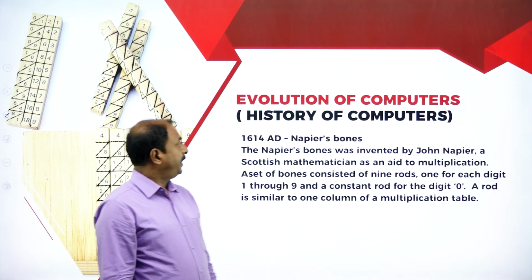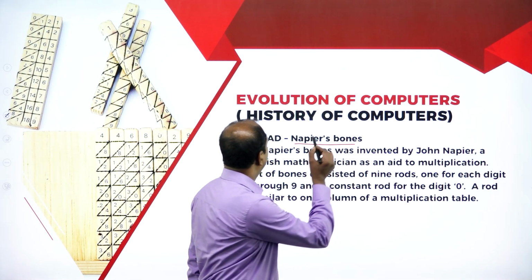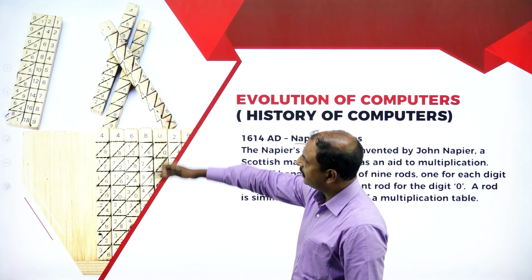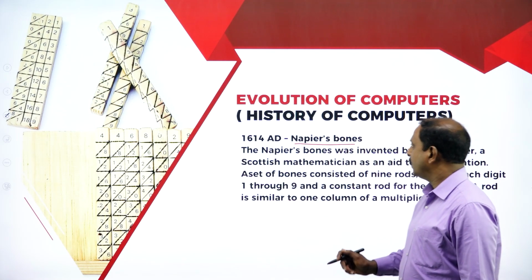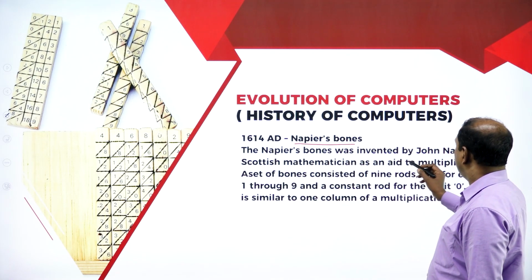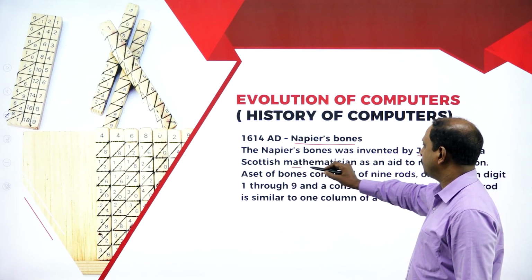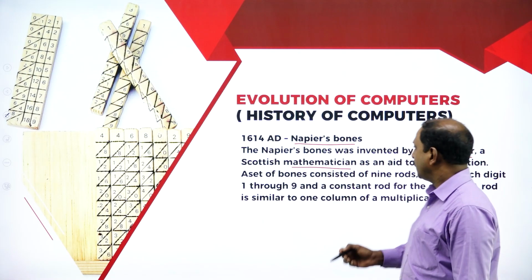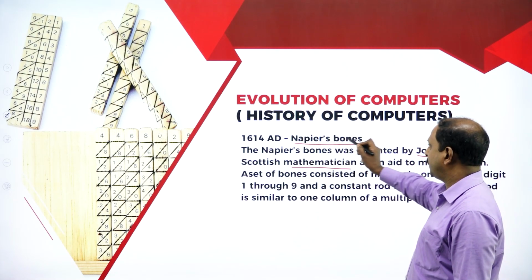Now, the next device in the history of computers is Napier's bones. Now you can see the pictures. This is a part of Napier's bones. And what is a Napier's bone? Napier's bones was invented by John Napier, a Scottish mathematician. He invented a device called Napier's bones. That is John Napier, that is why it is named Napier's bones.